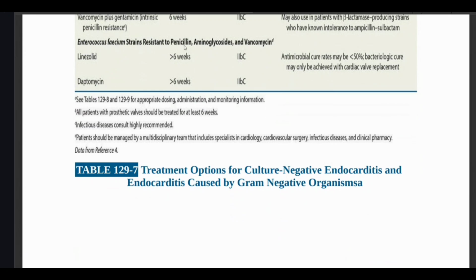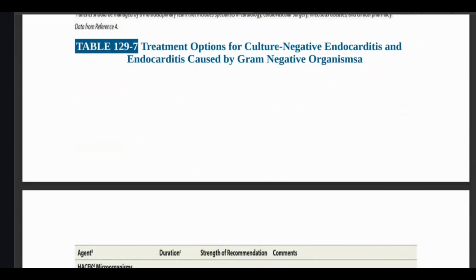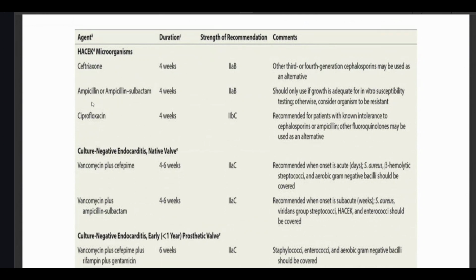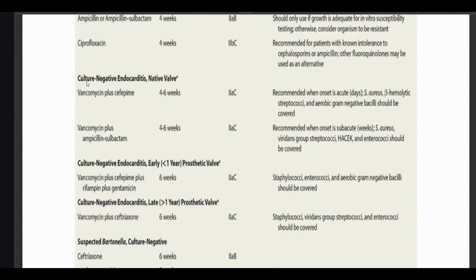For Enterococcus faecium strains resistant to penicillin, aminoglycosides, and vancomycin, we can use linezolid for more than 6 weeks and daptomycin for more than 6 weeks. The next is treatment options for culture-negative endocarditis and endocarditis caused by gram-negative organisms. For the HACEK microorganisms that we saw earlier, we can use ceftriaxone for 4 weeks, ampicillin or ampicillin sulbactam for 4 weeks, or ciprofloxacin for 4 weeks.